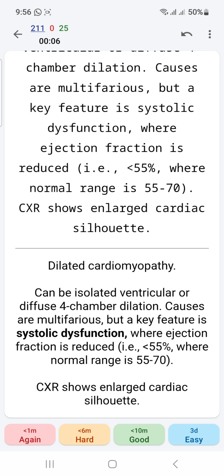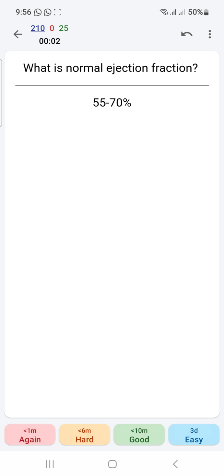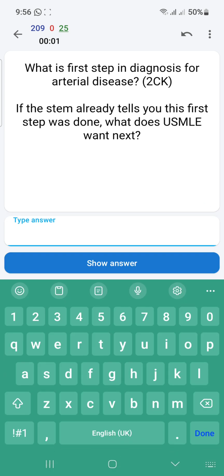But a key feature is systolic dysfunction where ejection fraction is reduced, that is less than 55%, where the normal range is 55 to 70%. Chest X-ray shows enlarged cardiac silhouette. Easy peasy. What is normal ejection fraction? 55 to 70%. What is the first step in the diagnosis for arterial disease?